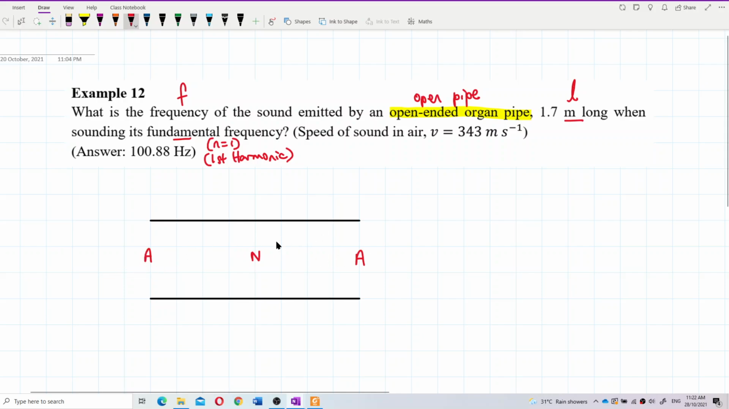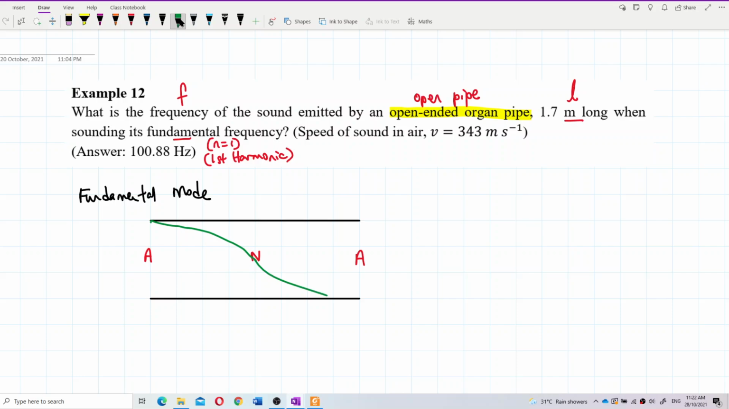This is the fundamental mode or first harmonic. So it must have two antinodes and then one node in between. So how to draw it? This is the way. Like that, and going this way. So this is the fundamental mode.